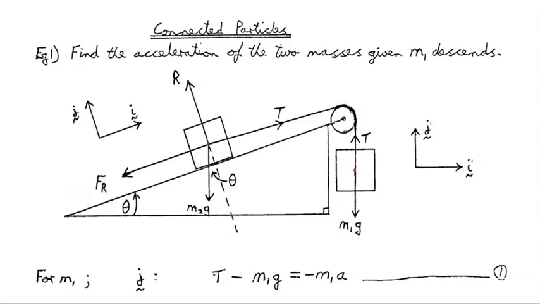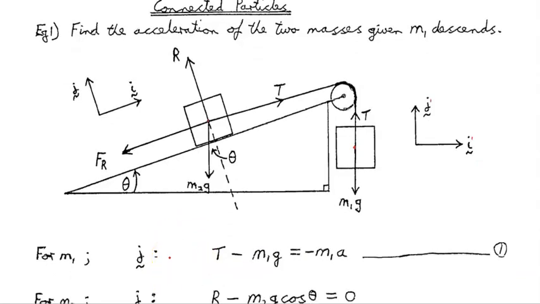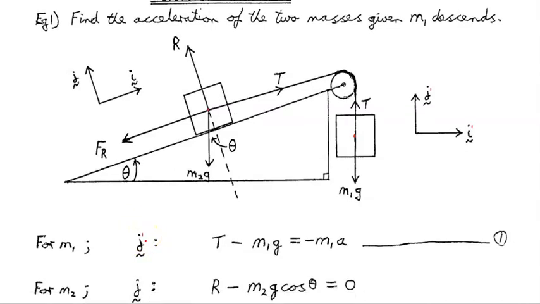Okay, let's start with M1. So for M1, in the J, and we should say prime direction, we have here plus T. T is up in the positive direction. Remember, we chose positive here. And again here, this is positive and this is positive. Very important we do that because we need to sum all the forces to find the net.